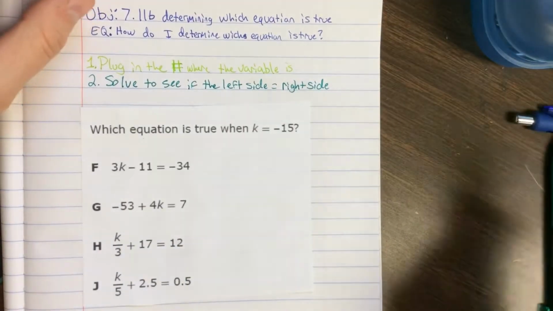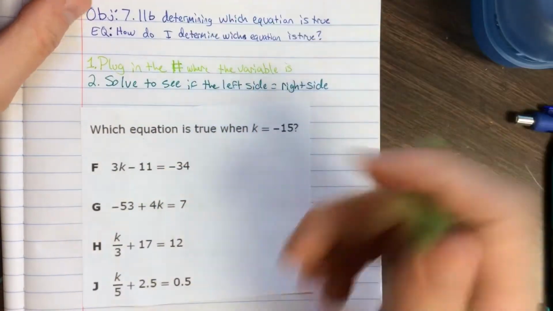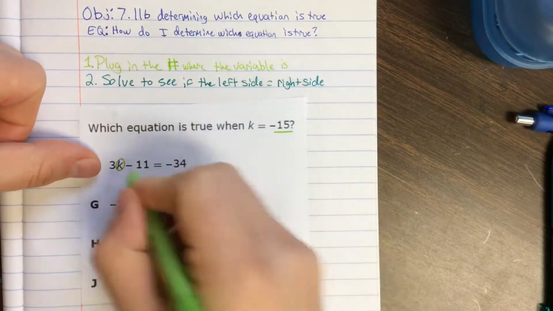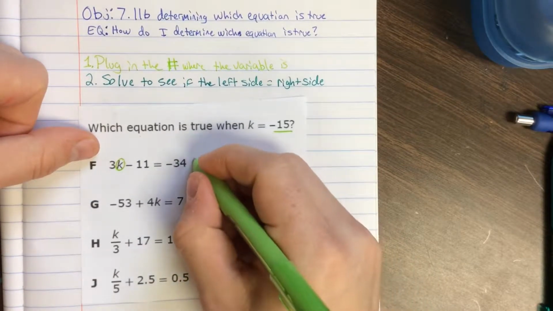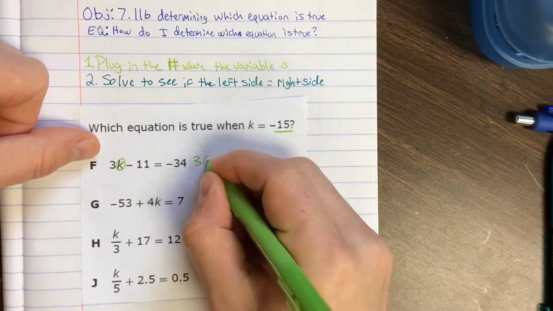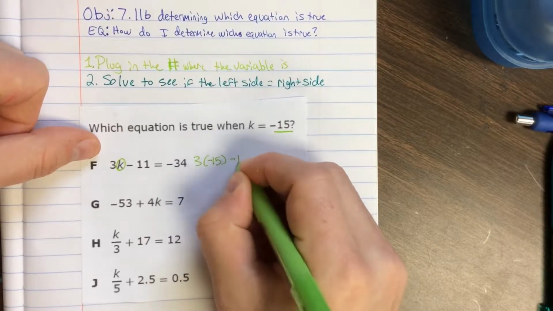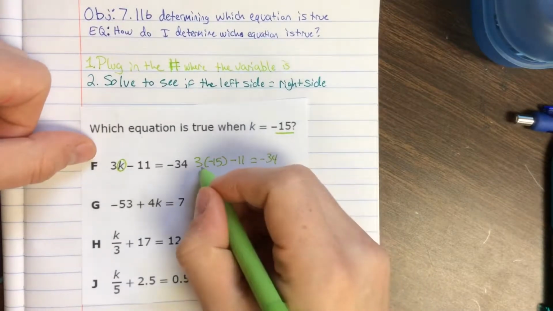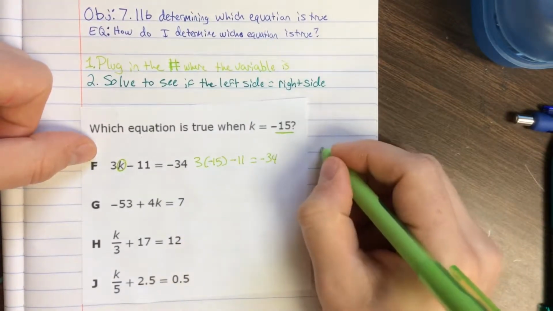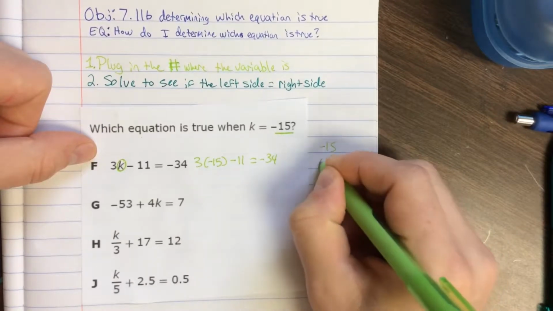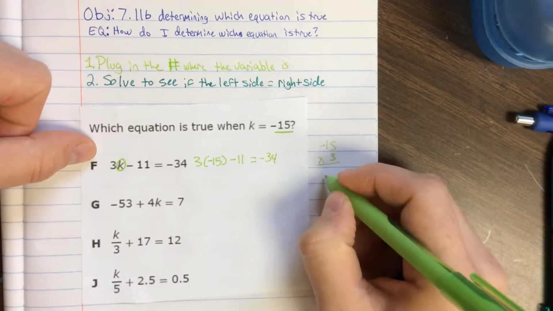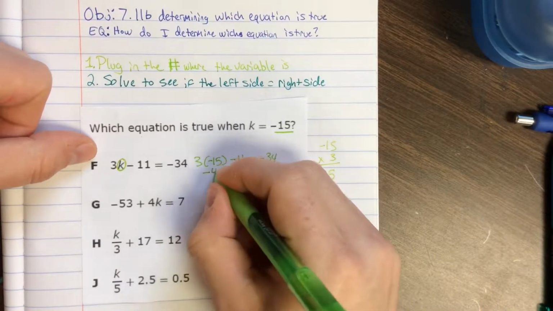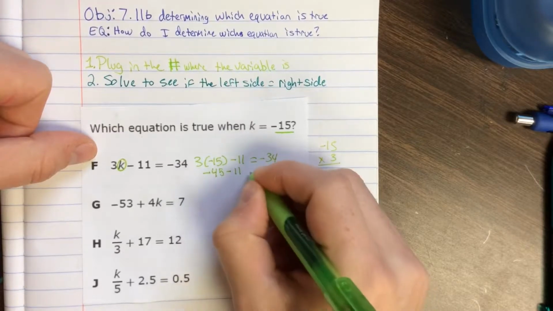So plug in the number where the variable is. This would be the variable right here, and we have k equals negative 15. So we're plugging in negative 15 everywhere we see k. Let's start on this one: 3 times negative 15 minus 11 equals negative 34. So we're going to multiply 3 and negative 15. Remember, it's a negative times a positive, so that would be a negative, and it's going to be 45. So negative 45 minus 11.